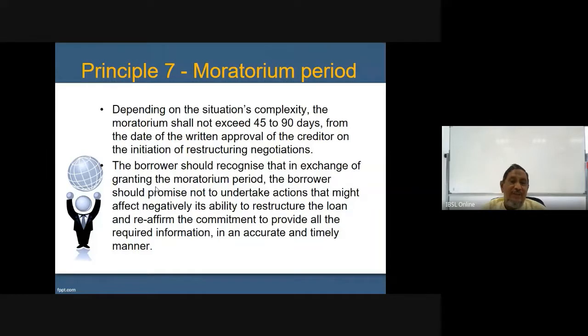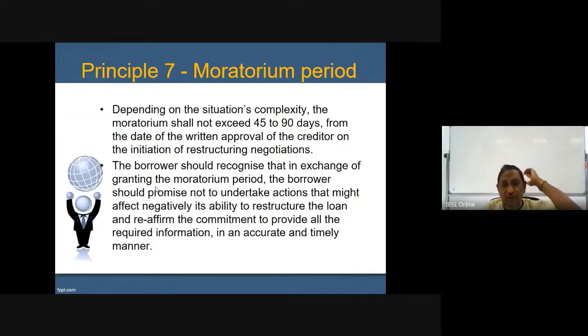Depending on the situation's complexity, the moratorium shall not exceed 45 to 90 days from the date of written approval of the creditor on the initiation of restructuring negotiation. When the restructuring negotiation is going on, loan installments can be delayed for 45 to 90 days, okay? Depending on the policy of the bank.